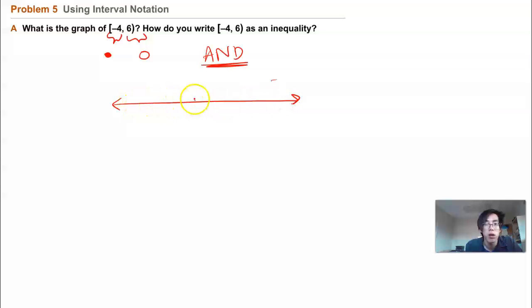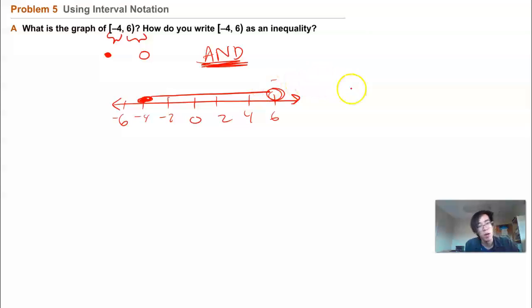I'm going to draw a 0 here. Let's do 2, 4, and 6. Let's do negative 2, negative 4, and then negative 6. I'm going to draw that closed dot on negative 4, like that. I'm going to draw an open dot on 6, like that. And then, since this is an AND statement, I know that all the solutions of x for this interval notation are going to overlap. So I'll just draw a line right there, and that's my answer.